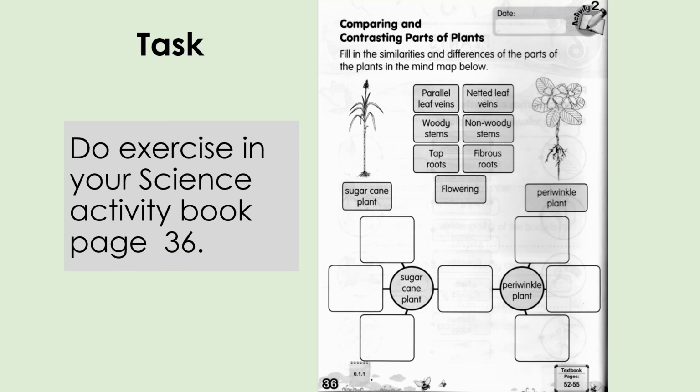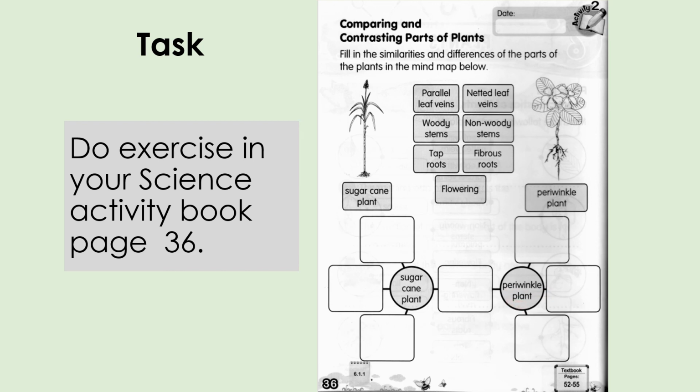First, you have to look at the plant. This is sugarcane plant. This is periwinkle plant. Next, read the characteristics given. Parallel leaf veins, netted leaf veins, woody stems, non-woody stems, tap roots, fibrous roots, flowering. Look at the double bubble map. Sugarcane plant, periwinkle plant.